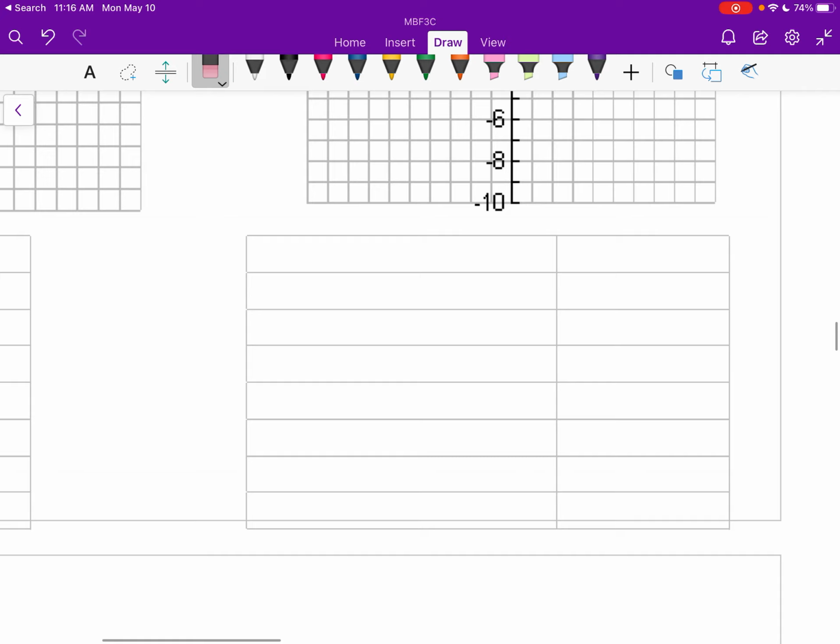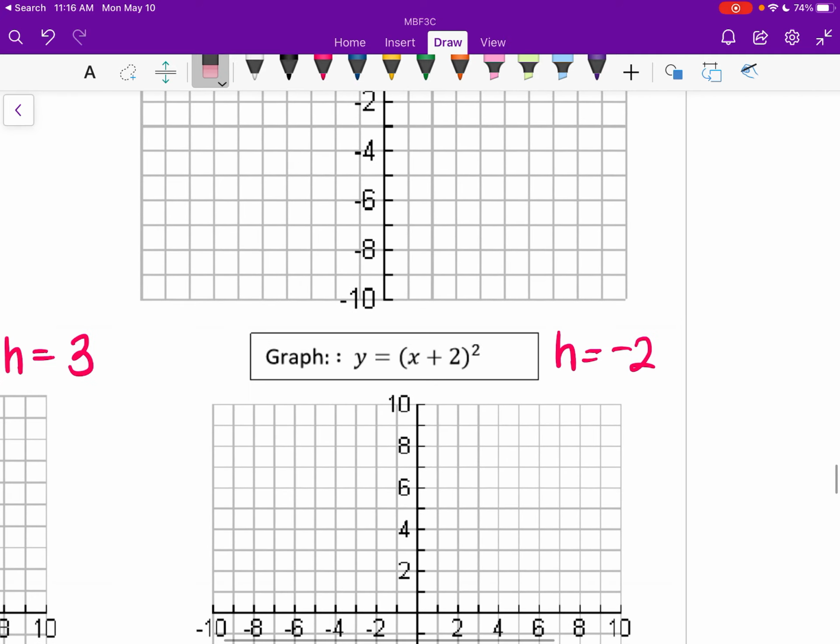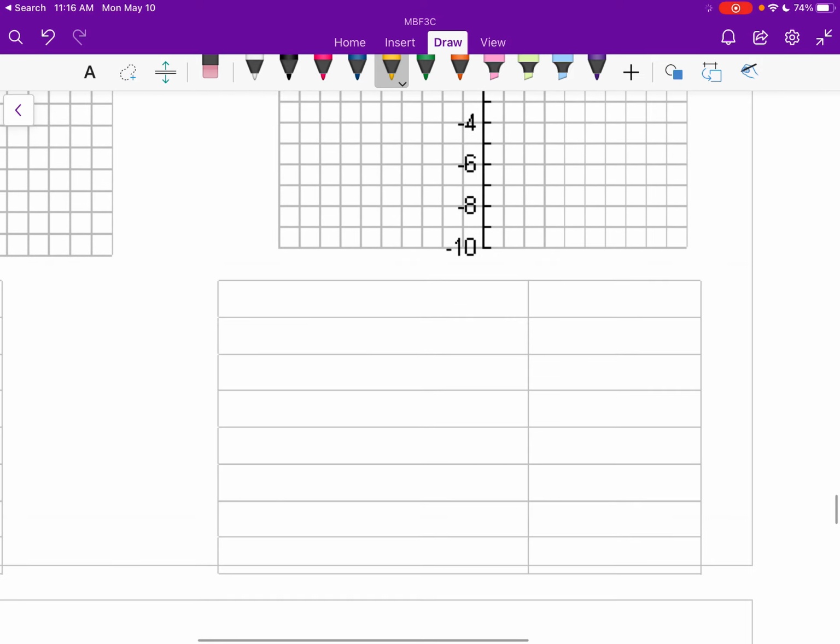Let's do this one. I'm going to look at my h value. I know my h here is +2, so I'm going to pull it out and say it's -2. So what I need to do here is x minus 2, and my y's stay the same. So let's throw in our y's right off the bat. They're 9, 4, 1, 0, 1, 4, 9.